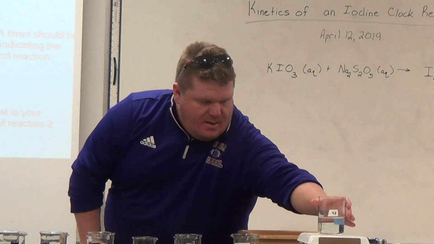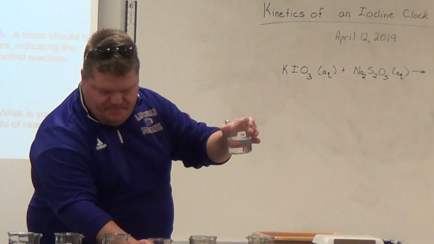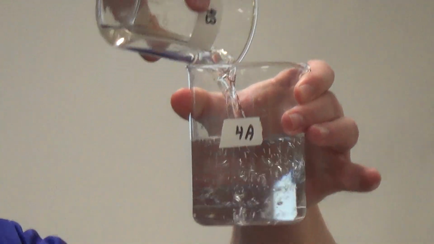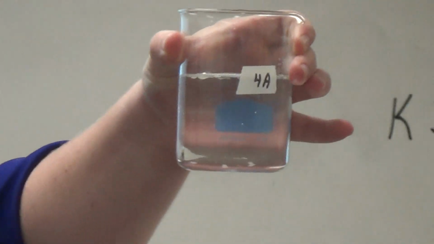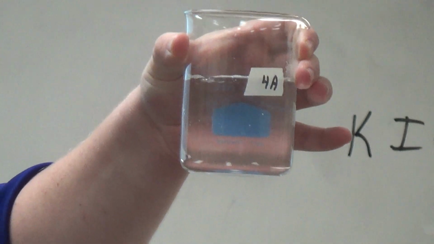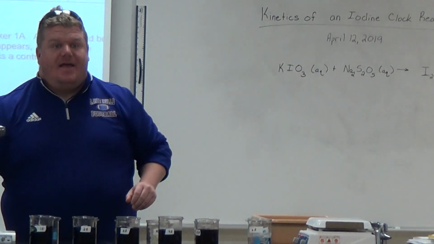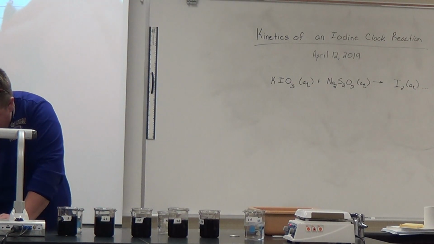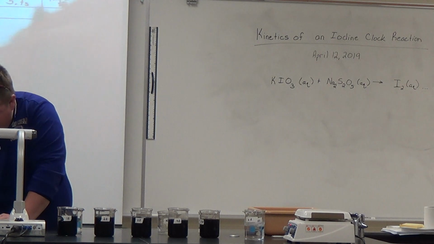Thermometer out here. All right. Ready, Adam? Yep. Okay. Here we go. 4B into 4A. 5.7 seconds. So it is faster. Okay.